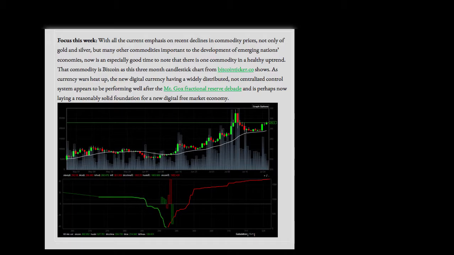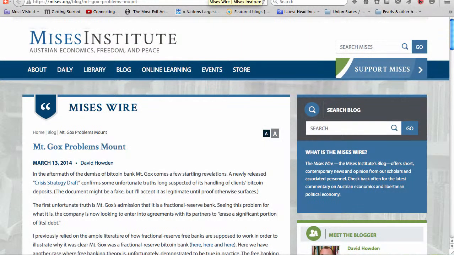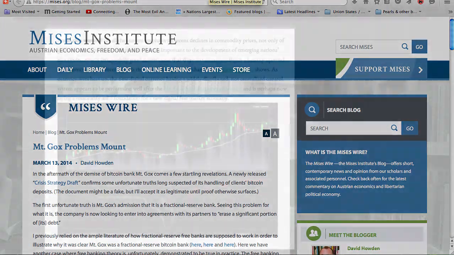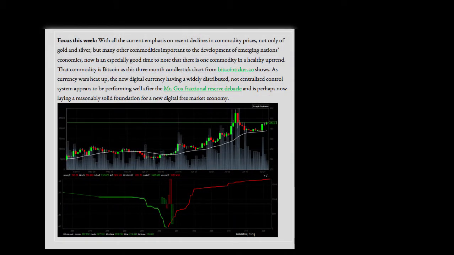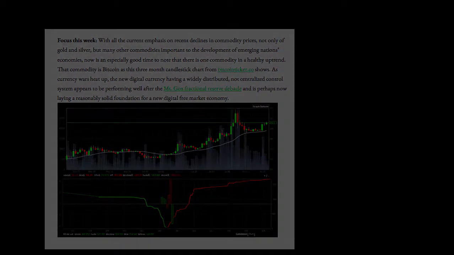As currency wars heat up, the new digital currency having a widely distributed, not centralized, control system appears to be performing well after the Mt. Gox fractional reserve debacle, and is perhaps now laying a reasonably solid foundation for a new digital free market economy.